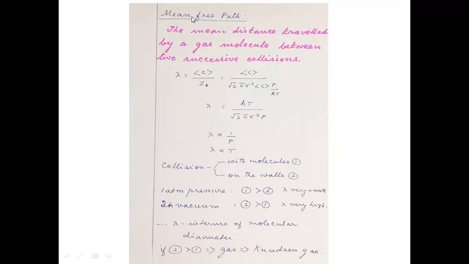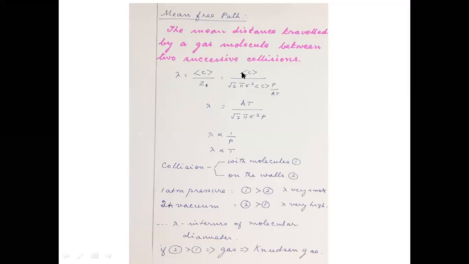So the next idea is mean free path: the mean distance traveled by a gas molecule between two successive collisions. See, one molecule is coming, it hits another molecule, then it moves away and again hits another molecule. So between two successive collisions, what is the distance traveled by the gas molecule? That is called lambda. That lambda is actually the average velocity divided by Z1, the collision frequency.